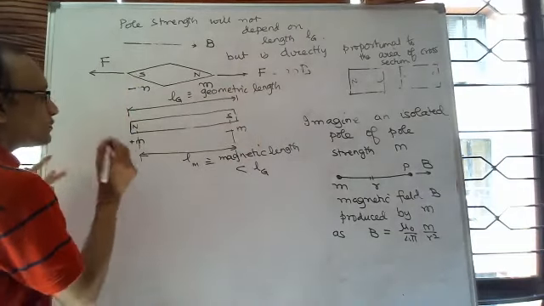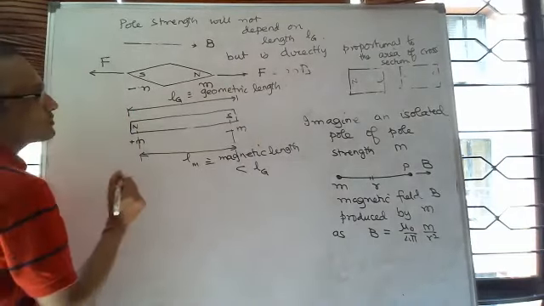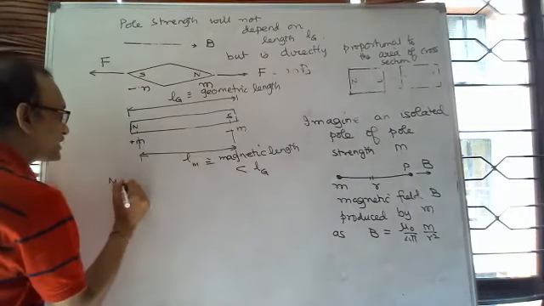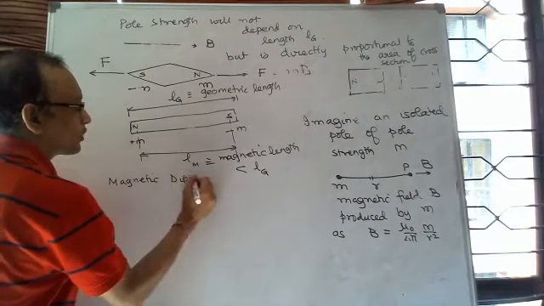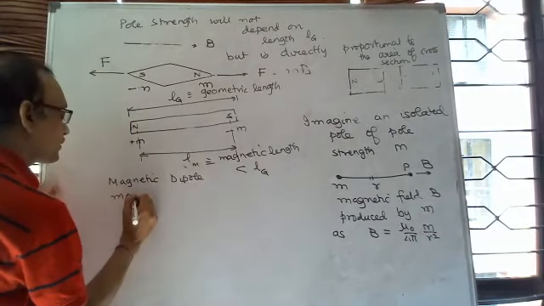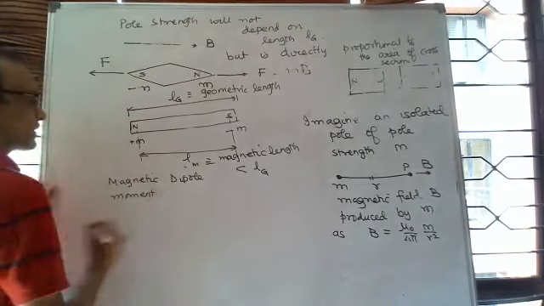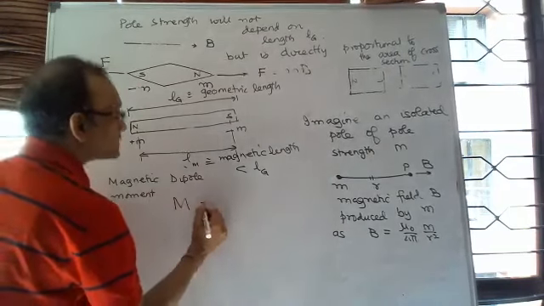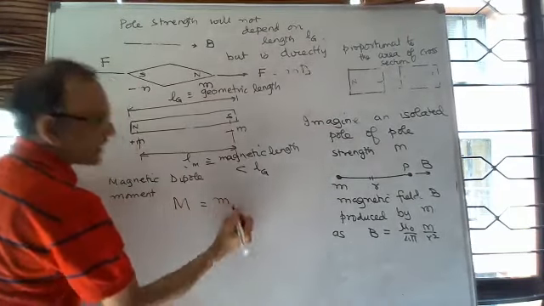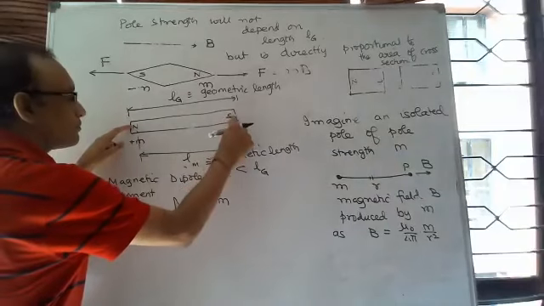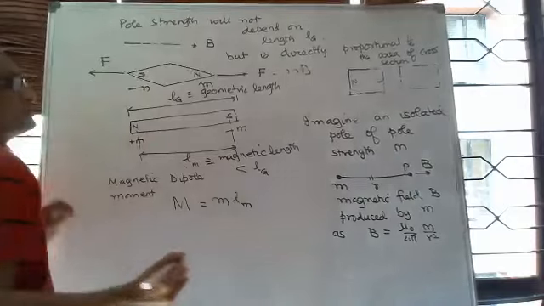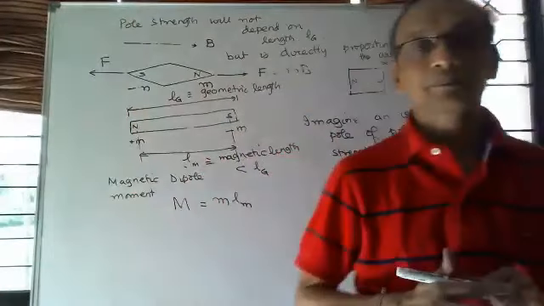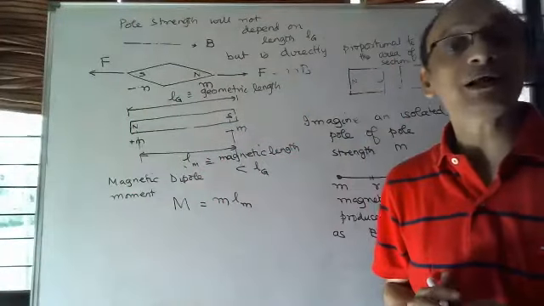And the dipole strength, we define magnetic dipole moment, capital M, as the magnitude of the pole strength into the magnetic length Lm. Not geometric length, but magnetic length.